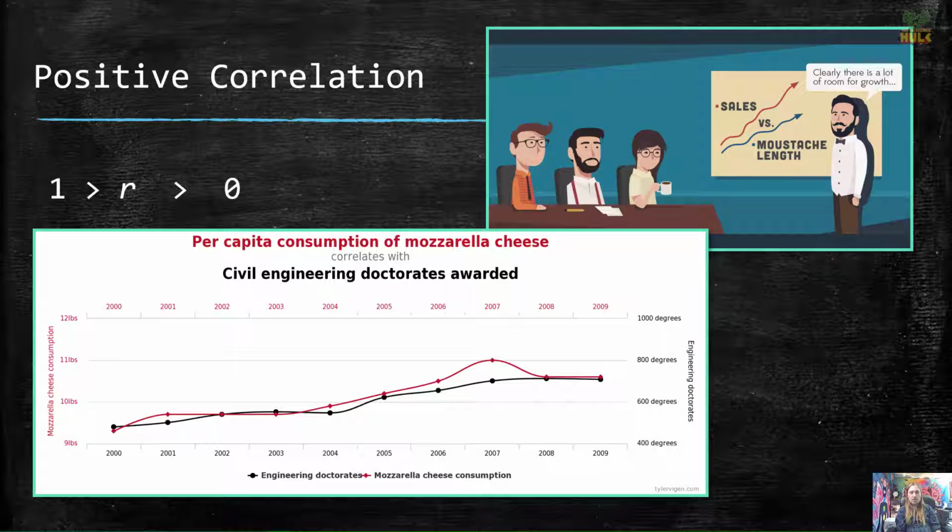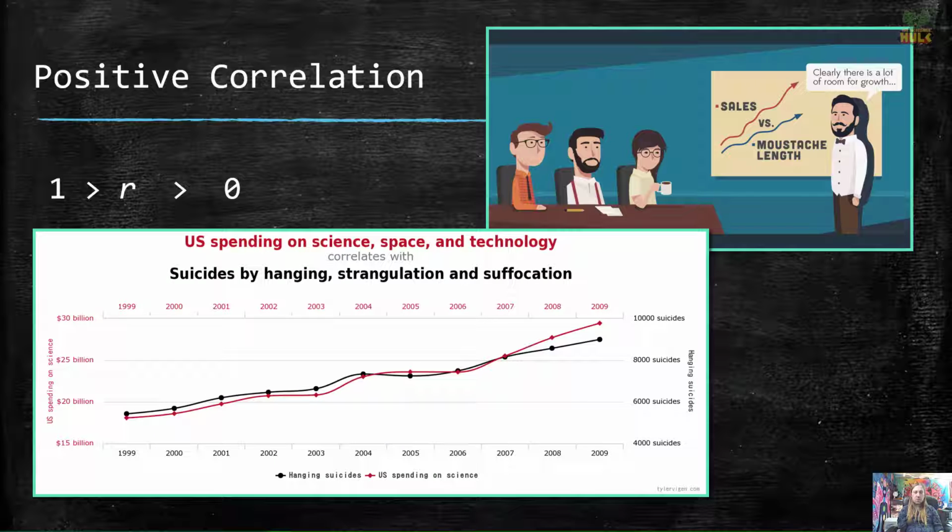Some examples of positive correlations. These are existing positive correlations. Now, that doesn't mean they're meaningful, right? So per capita consumption of mozzarella cheese, how much cheese is consumed as a function of the population, not just an overall amount, is positively correlated with the number of civil engineering doctorates that are awarded. That is, in areas that consume more mozzarella cheese, they also award more civil engineering doctorates. One goes up, the other one goes up. U.S. spending on space, science, technology is correlated with suicides by hanging, strangulation, and suffocation.